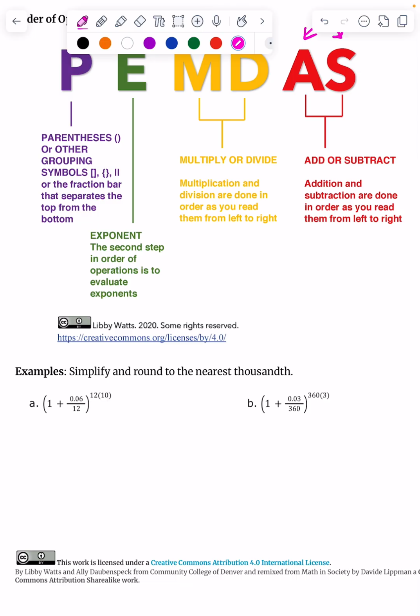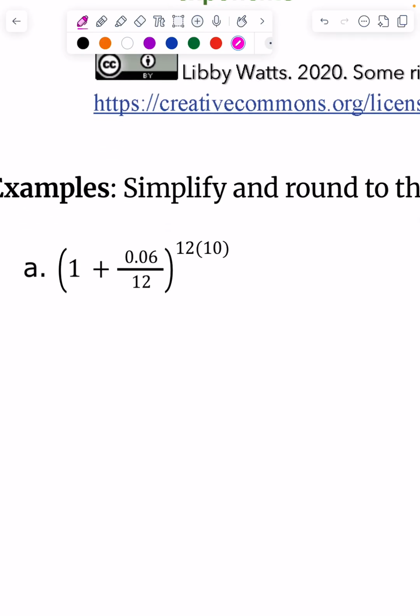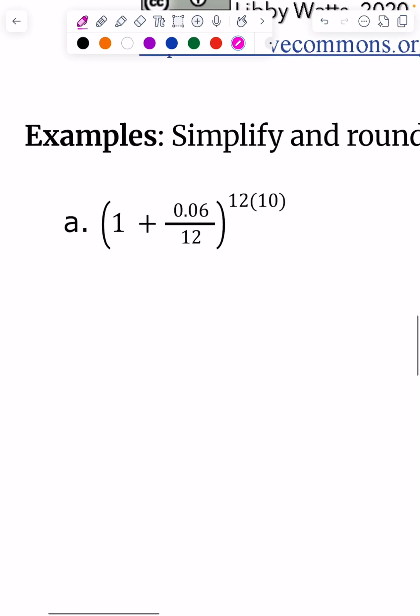All right, so we have some examples of order of operations. Now these are actual problems that you'll have to solve in this class, as opposed to just a bunch of random problems that may never come up. So you will actually have to compute stuff like this in our class. So let's break down what we need to do.